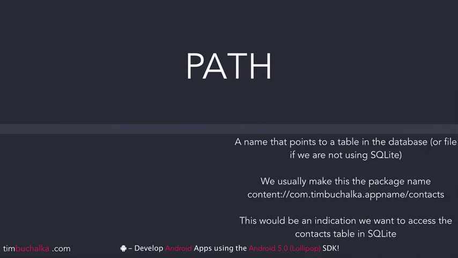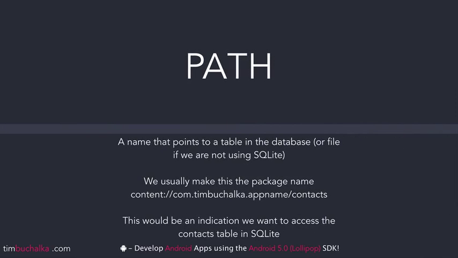The next component is the path. That's a name that points usually to a table in the database, or a file if we're not using SQLite. So that's the next level down. The previous authority was the overall look, the name of the app that's been set up to use the content provider. Path is what type of data from that app we want to use. For example, we might want to use the contacts table from the app we've just talked about. If that's the case, we would append /contacts to our URI for the content provider.